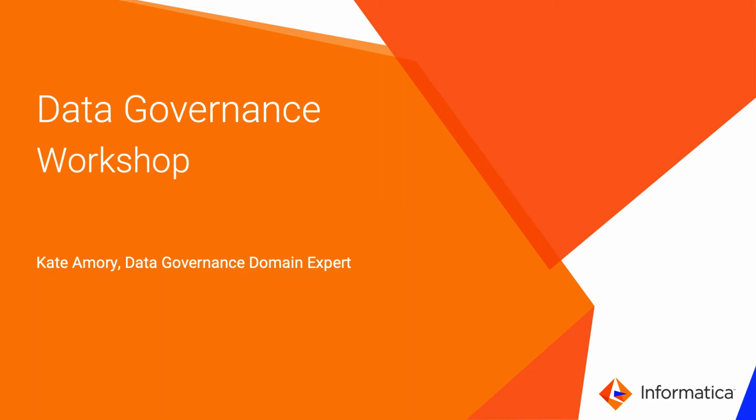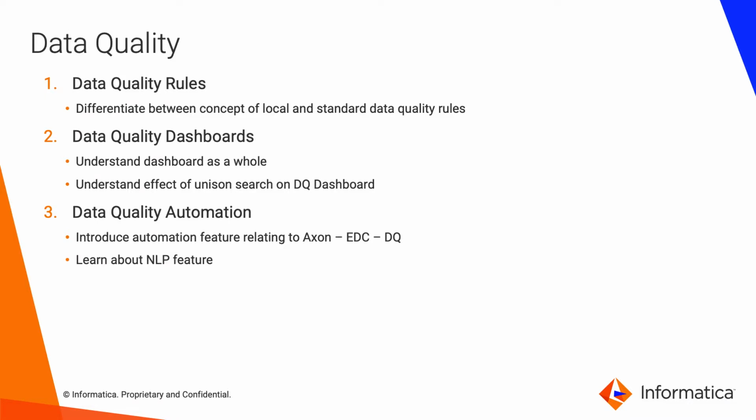Hi everyone, the next chapter of our data governance workshop is on data quality. In this section of the workshop, we're going to talk about data quality. We'll talk about data quality rules. These are the things that you're going to design and agree upon in Axon.